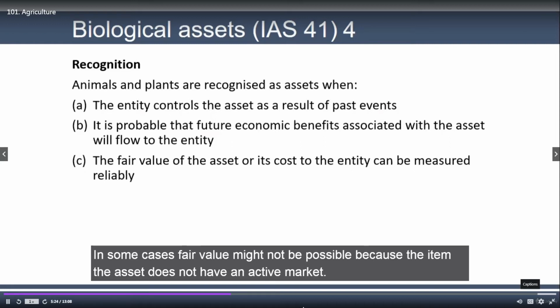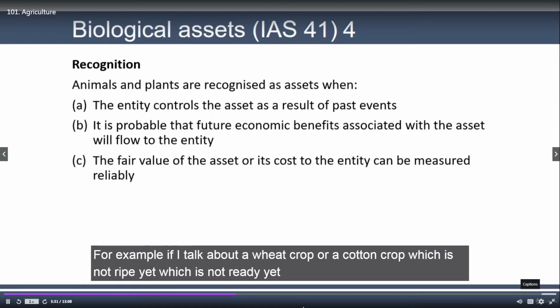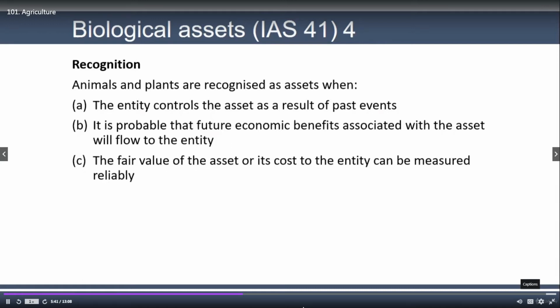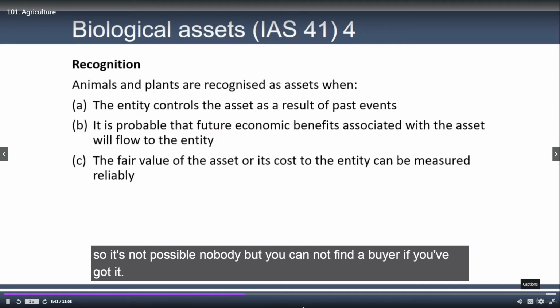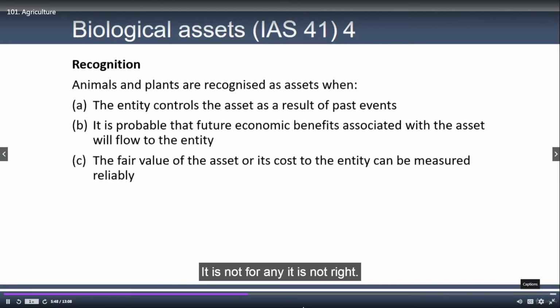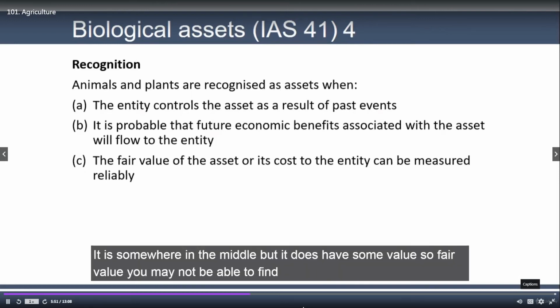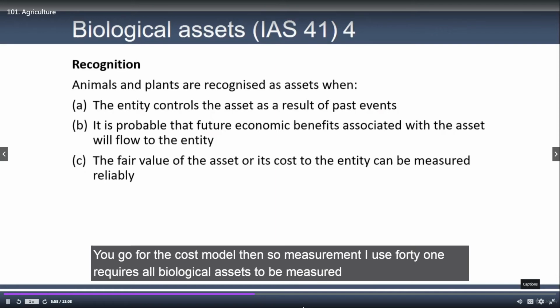In some cases, fair value might not be possible because the asset does not have an active market. For example, a wheat crop or a cotton crop which is not ripe yet, which is not ready yet. You cannot find a buyer, even if you cut it. It is not ripe, it is somewhere in the middle, but it does have some value. So fair value you may not be able to find out. You go for the cost model then.